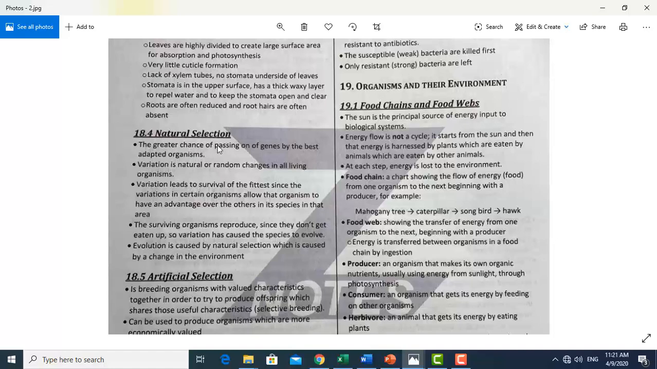We've got something else here, it's called natural selection. The greater chance of passing on the genes belongs to the best adapted organisms. Variation is a natural and random change in all living organisms. The variation here leads to survival of the fittest, since the variations in certain organisms allow that organism to have an advantage over the others. And the surviving organisms reproduce, since they don't get eaten up.